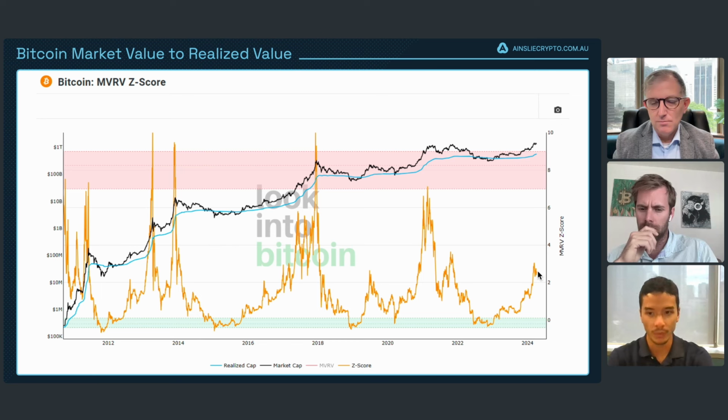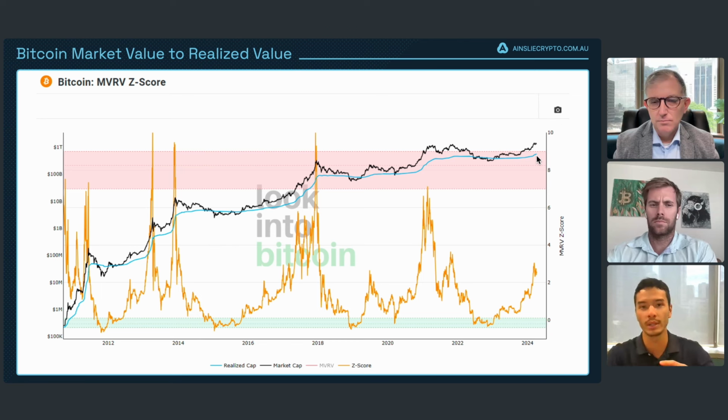Currently we're sitting at around the 3 to 2.5 range, not suggesting at all we're overextended. Looking at previous cycles, we reached scores of 10, 8, and the last one being around that 7 range. So what that basically means is the market price is far more than the realized price. The realized price is essentially the average cost basis of all the Bitcoin in the system that's been transacted. So I guess you could view it as the average hold if you conglomerate everything together.